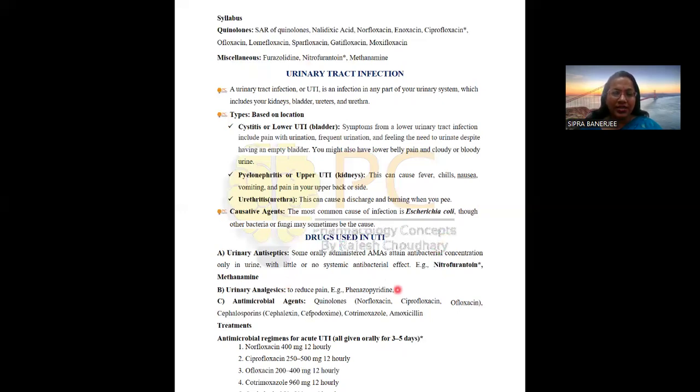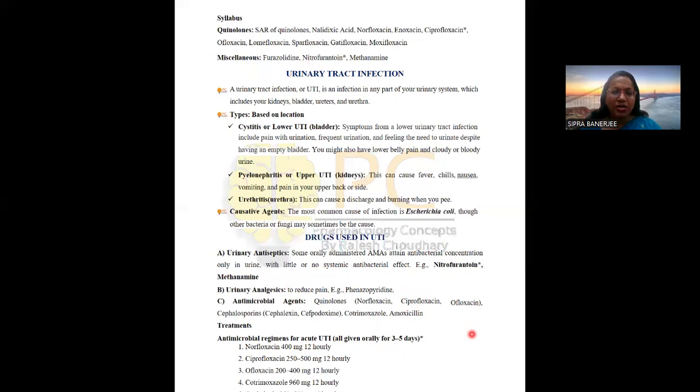These are the important drugs for the antiseptic. Now urinary analgesic, like phenazopyridine, is one of the drugs. Now, most importantly, antimicrobial agents should be used, like quinolones: norfloxacin, ciprofloxacin, ofloxacin; cephalosporins: cephalexin, cefpodoxime; clotrimazole, and amoxicillin.